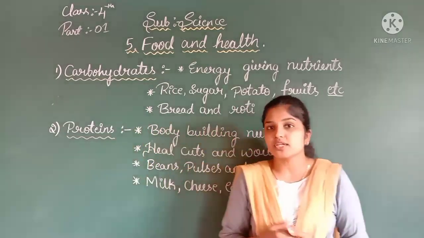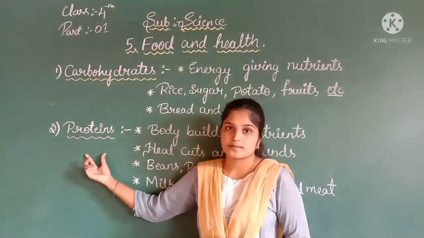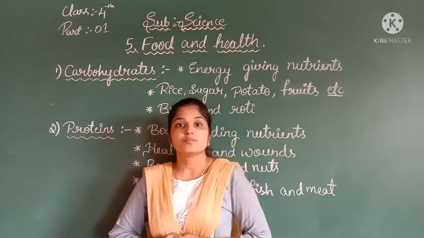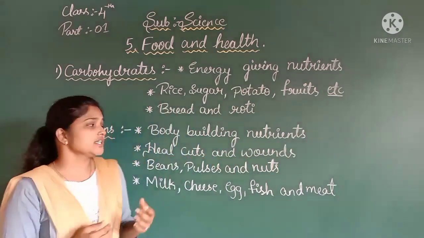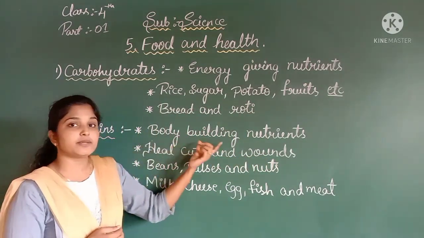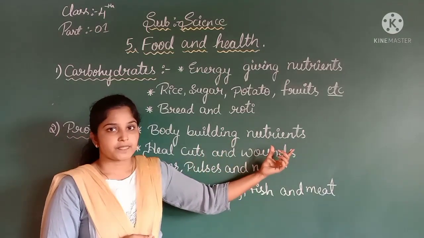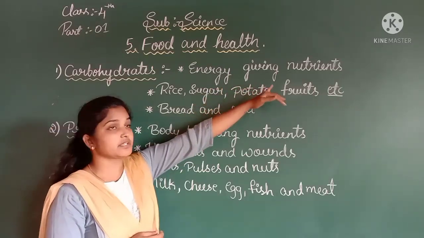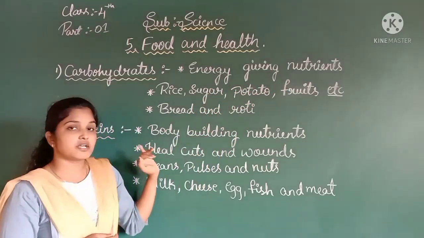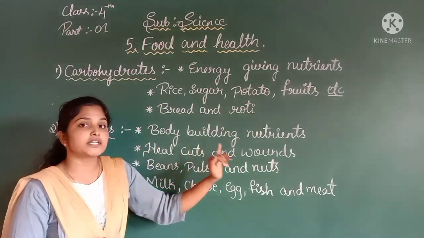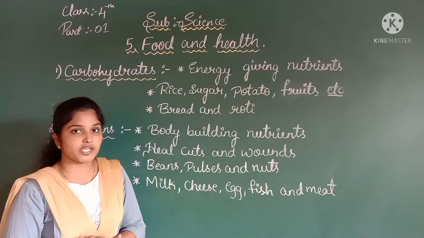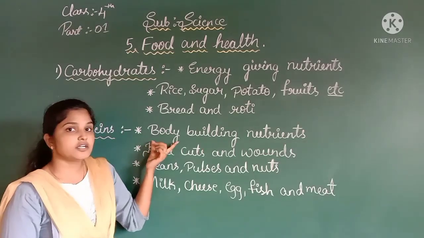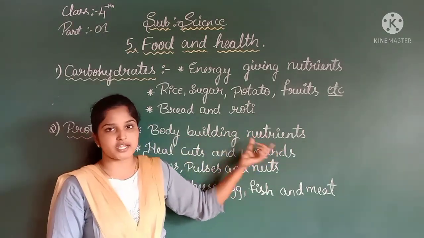The second nutrient is proteins. Proteins are very important to our body. These proteins are called body building nutrients. You must remember: carbohydrates are called energy giving nutrients and proteins are called body building nutrients. These words you should remember.